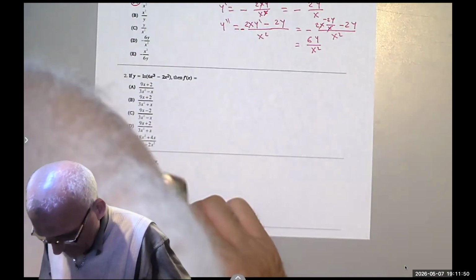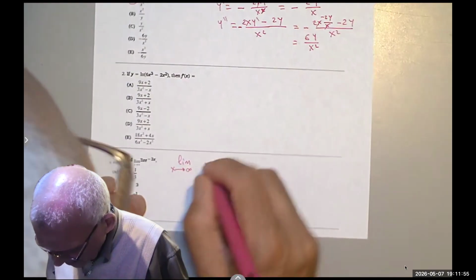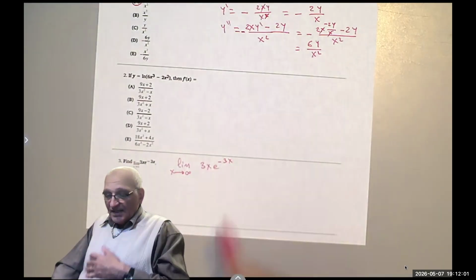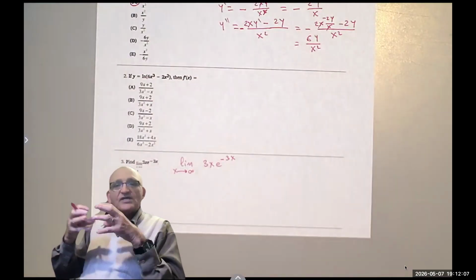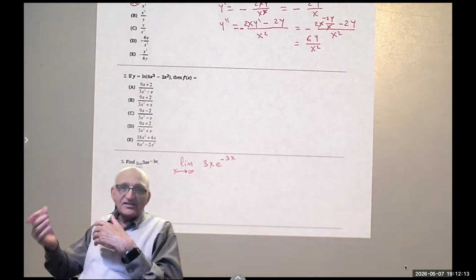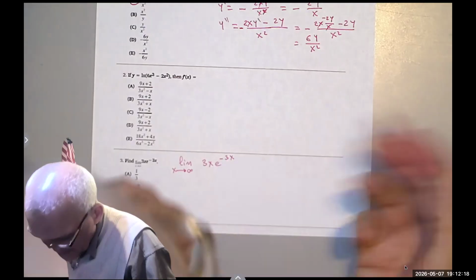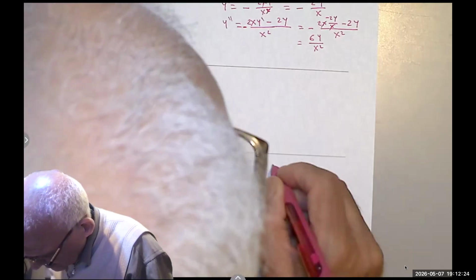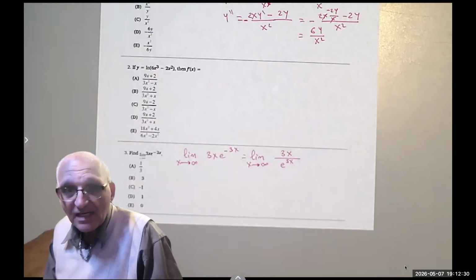The second one says, find the limit as x approaches infinity of 3x e to the negative 3x. Now, x is infinity and e to the negative infinity is 0. So when you see 0 times infinity, you move one of them to the denominator, so it becomes 0 over 0 or infinity over infinity. Since you have a negative sign here, it makes sense to say it's the limit as x approaches infinity of 3x over e to the 3x, right? And then you apply L'Hopital.